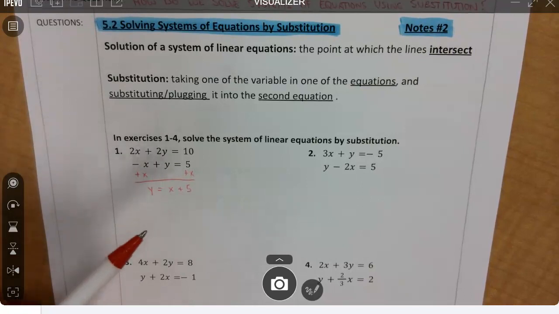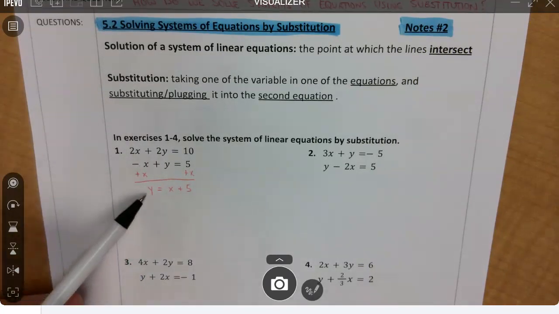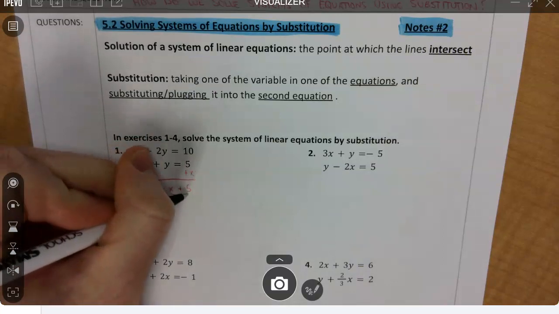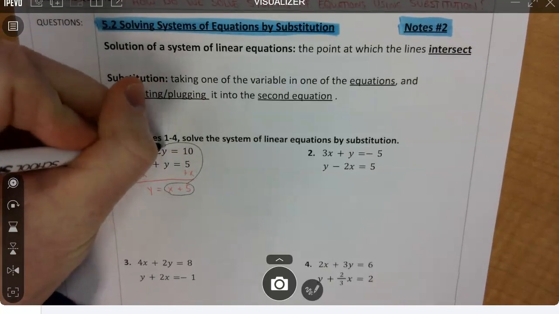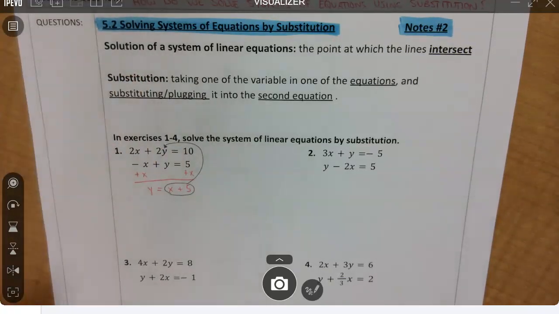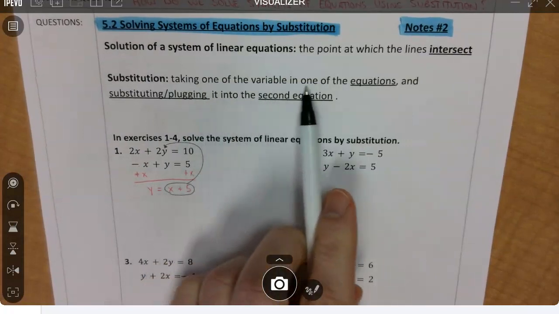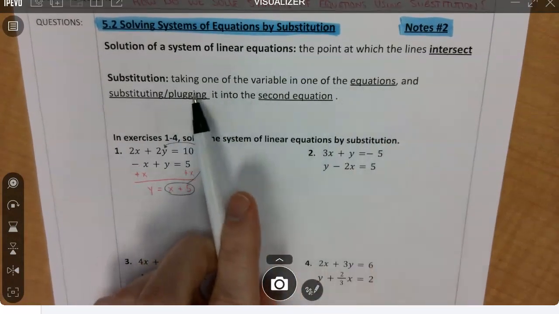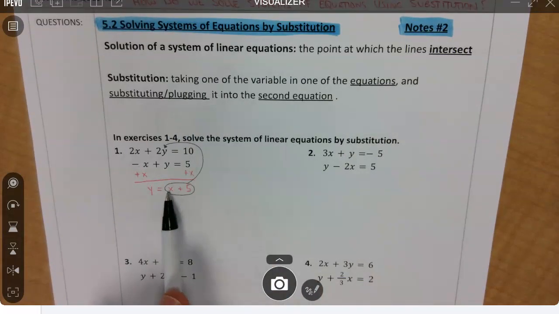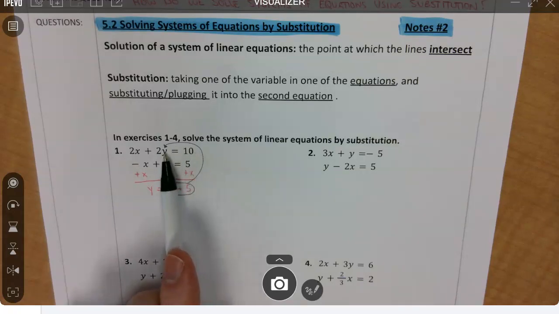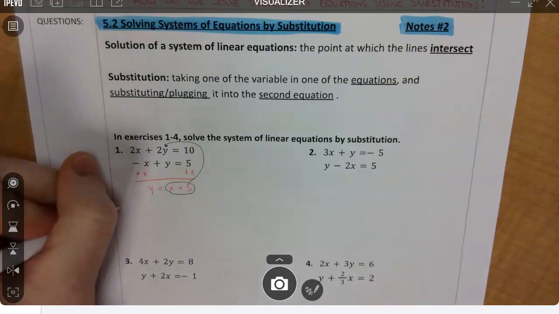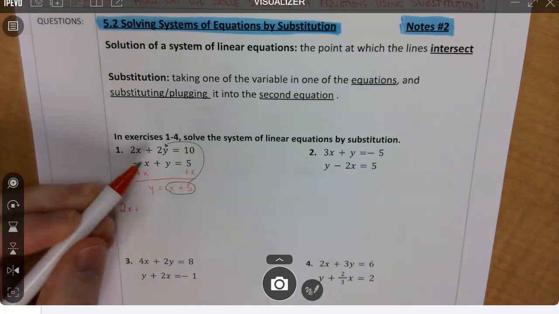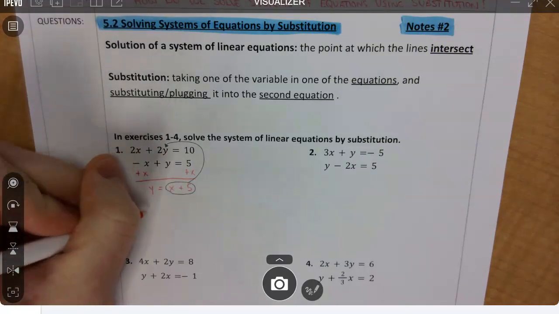So now I'm in that situation where I have y by itself, so everything else right here can get substituted into the other equation. Because remember, we're taking one of the variables in one equation and substituting it into the second equation. I have the value of the variable y, which is x plus 5, and I'm substituting it back into the other equation. So now we're basically right back where we were in notes number 1. So I'm taking this equation and I'm replacing y right here with the x plus 5.